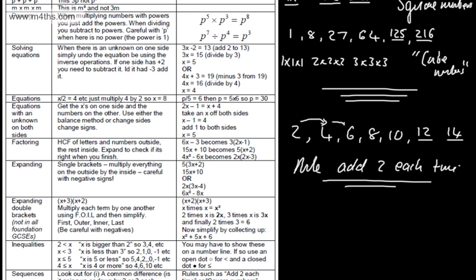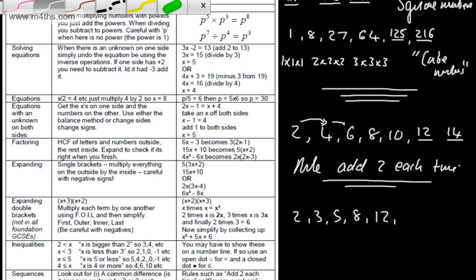The next one we're going to look at, let's say we've got 2, 3, 5, 8, 12, 17, and we're asked to find the next 2 in the sequence and write a rule for the sequence. So let's do that. Let's go for 17, and then we'll go from there.